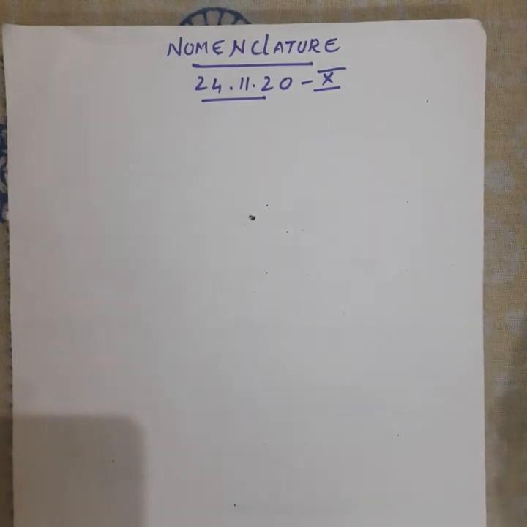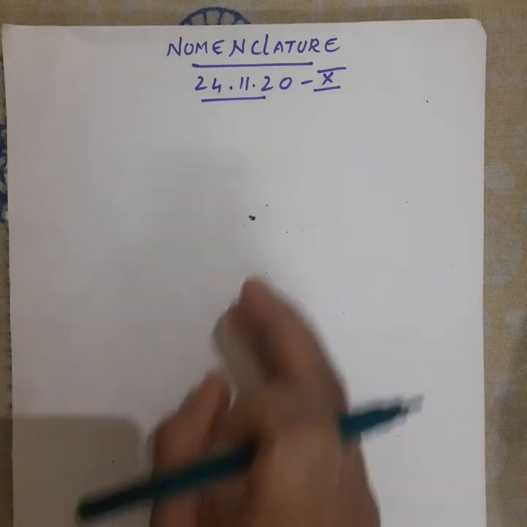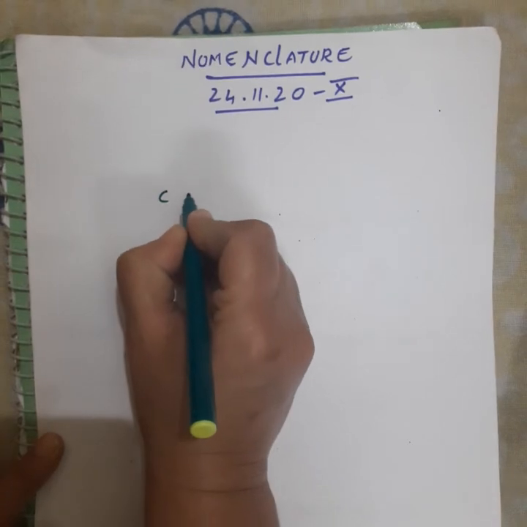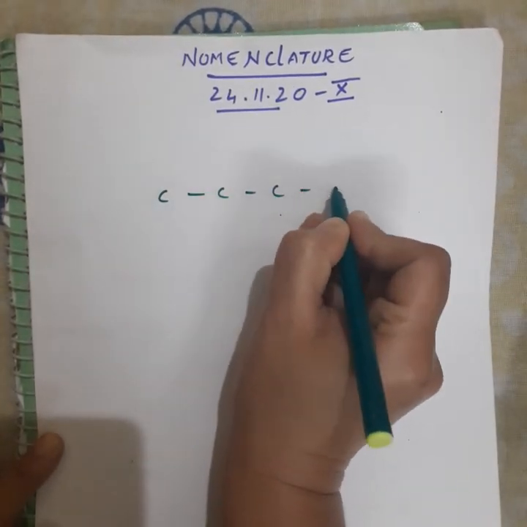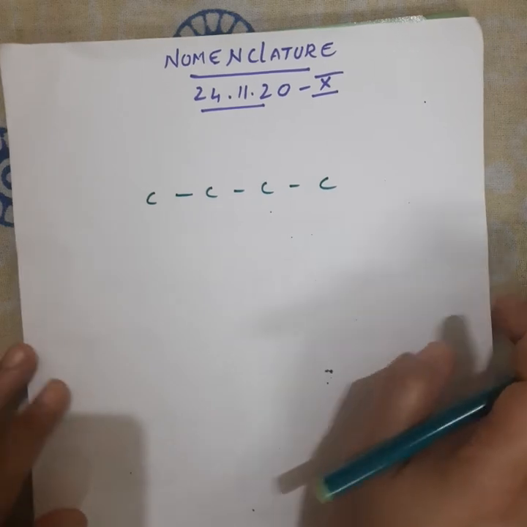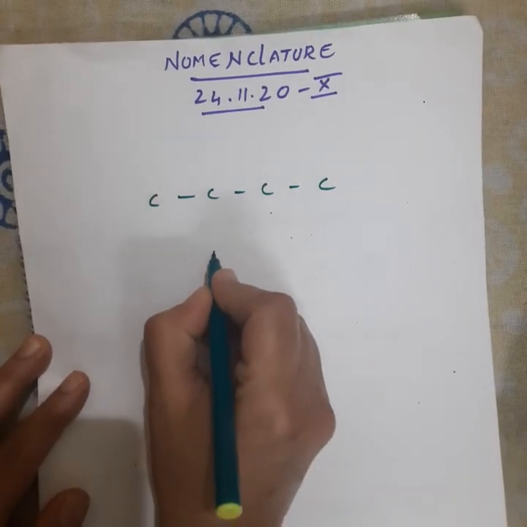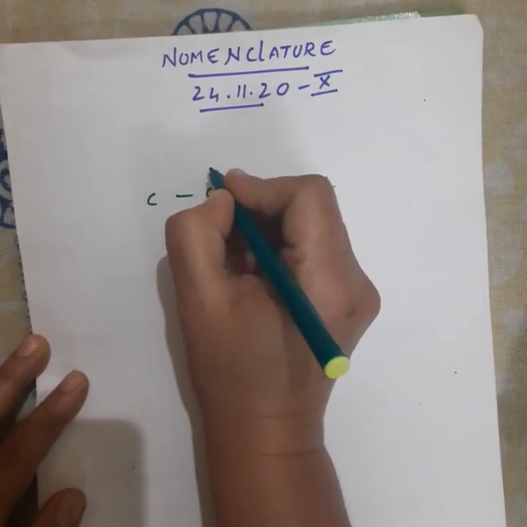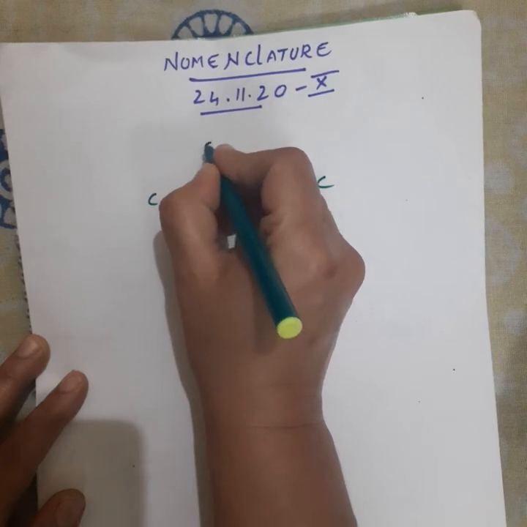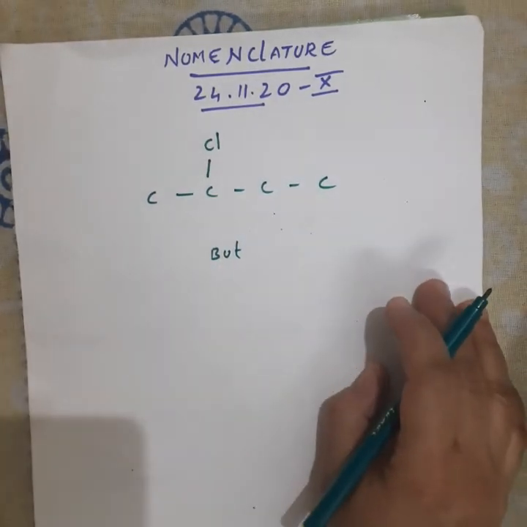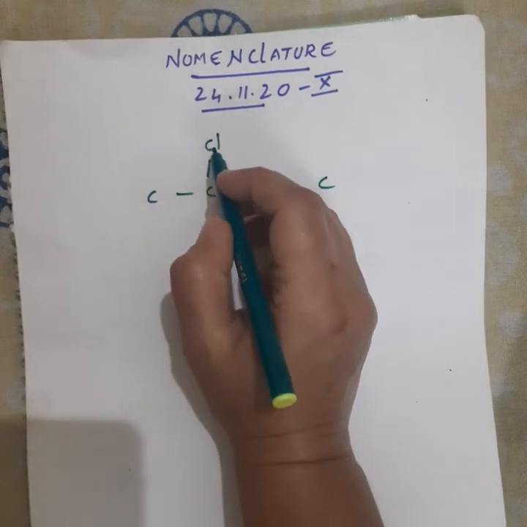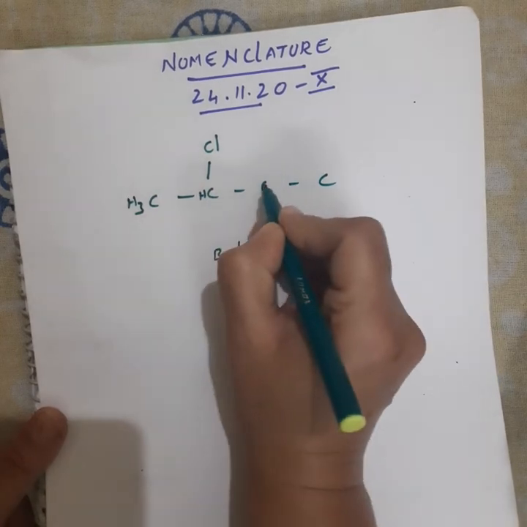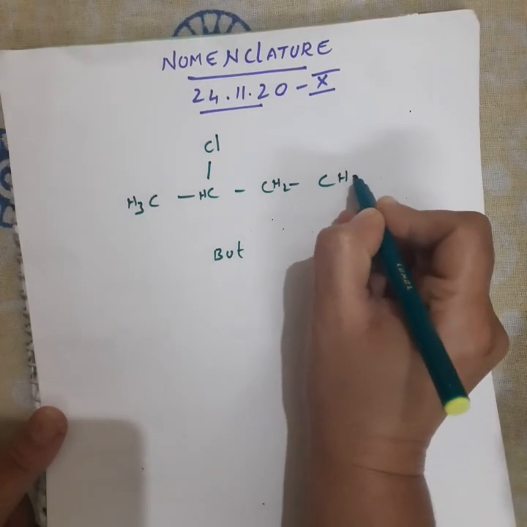Now let us take up first the halo group, and then we'll come to double and triple bonds. Let me take a hydrocarbon. This is a 4 carbon hydrocarbon. What is the root name of a 4 carbon hydrocarbon? It is but-. So let us assume that this hydrocarbon has a halogen attached as a substituent, that is chlorine. Let us first complete the structure, then we can proceed further. So this is CH2 and this is CH3.